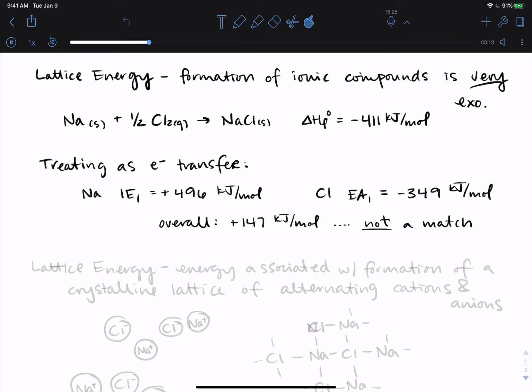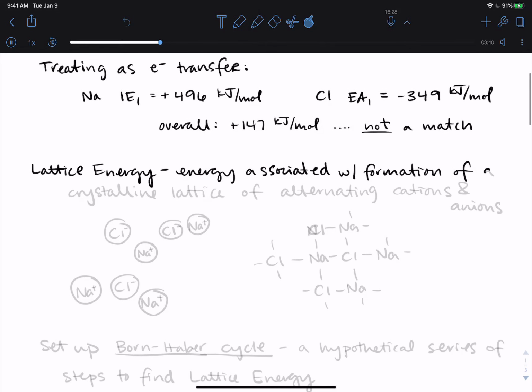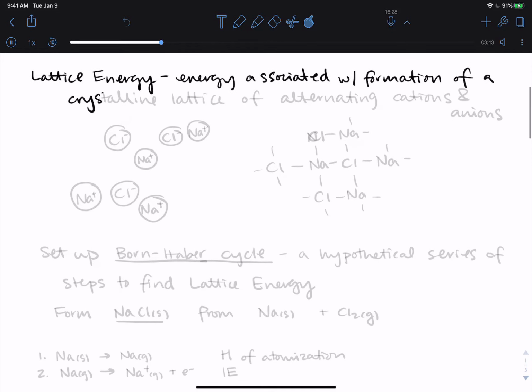And the thing that's in there that we don't yet know how to account for, but we are going to talk about, is something called lattice energy. So this is the energy associated with the formation of a crystalline lattice of alternating cations and anions.